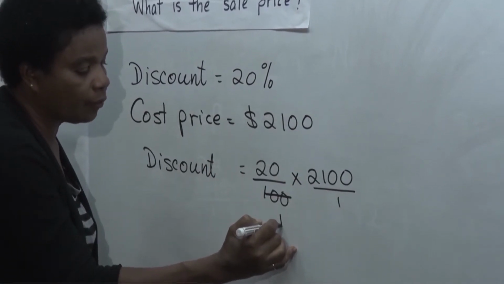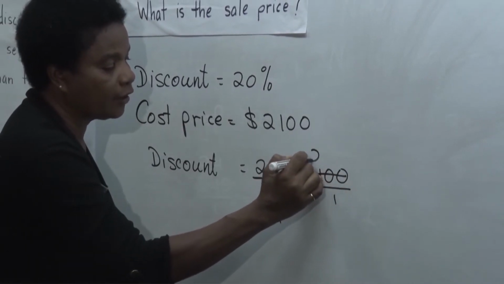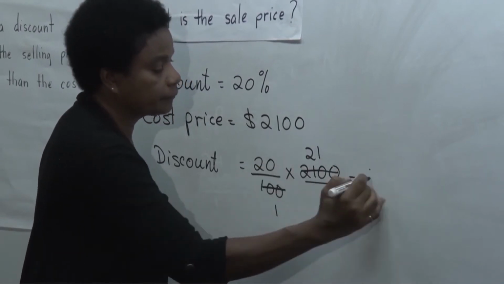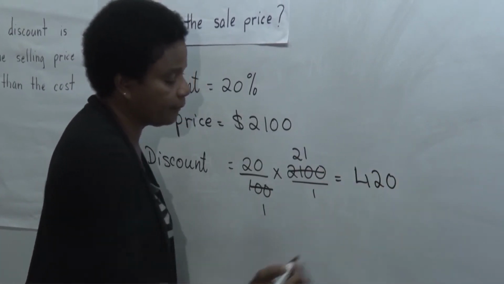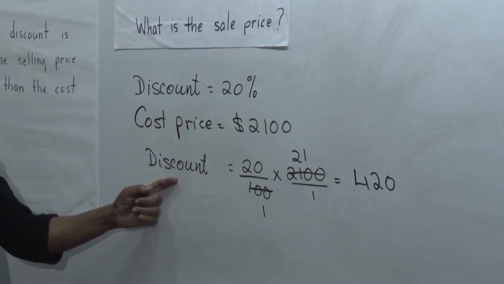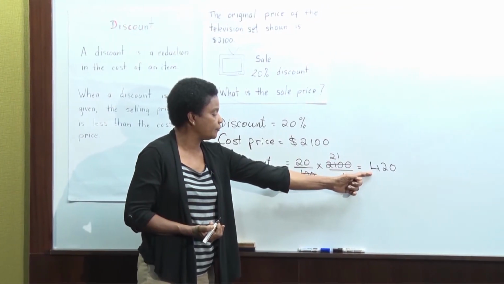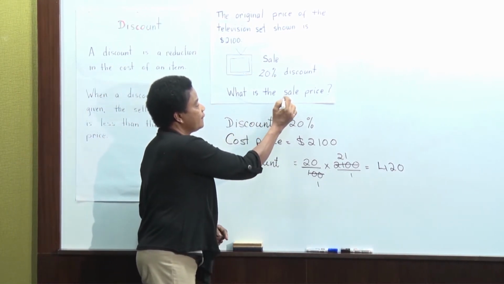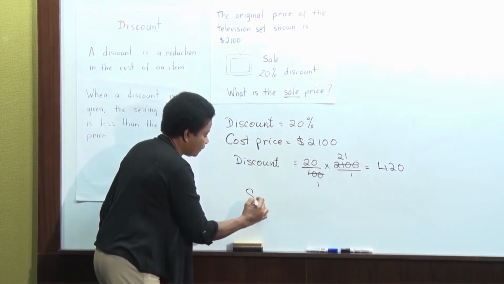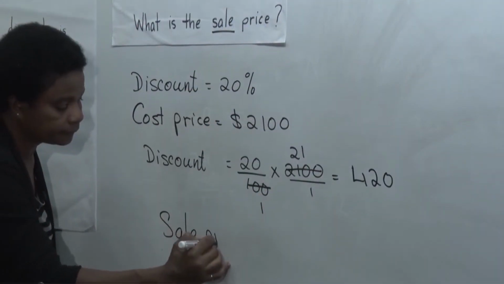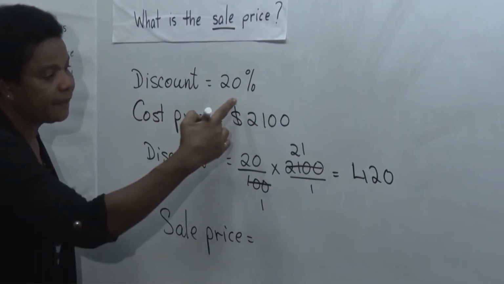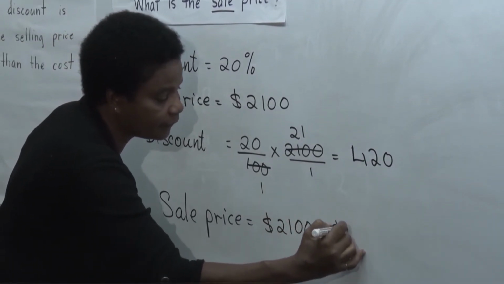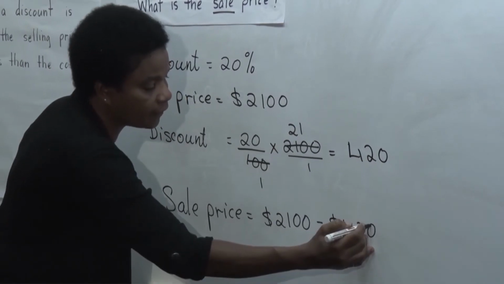100 into 100, 1. 100 into 2,100, 21. And 21 times 20 would give me 420. So the discount is $420, but that's not what the question asks. The question asks for the sale price. So the sale price will be $2,100 minus the discount of $420.